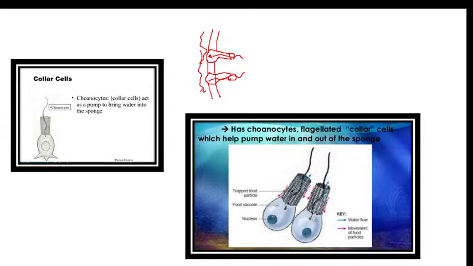And the structure of the choanocyte: look at it, they have a food vacuole and they have a nucleus. What happens is, there is a common opening called the osculum. Water comes in through it, or when water enters the body of the sponge, the food particles in the water get trapped here.